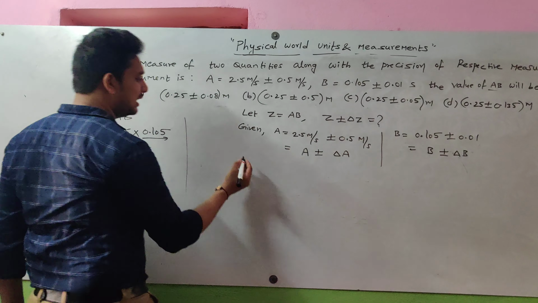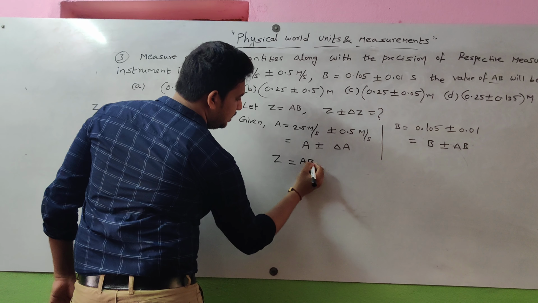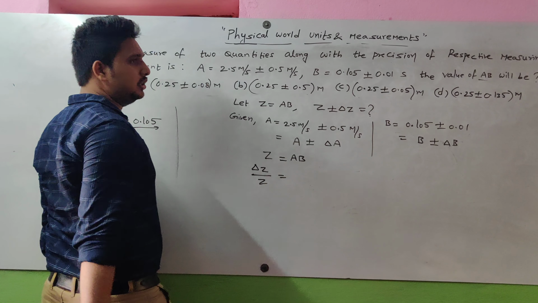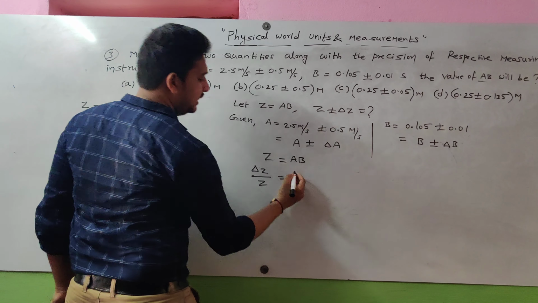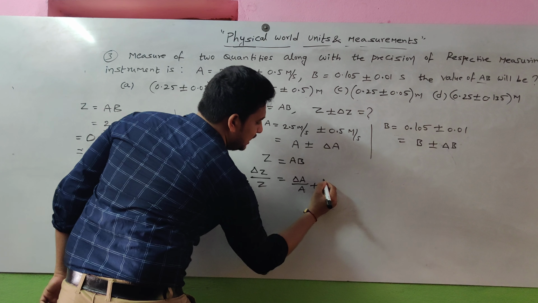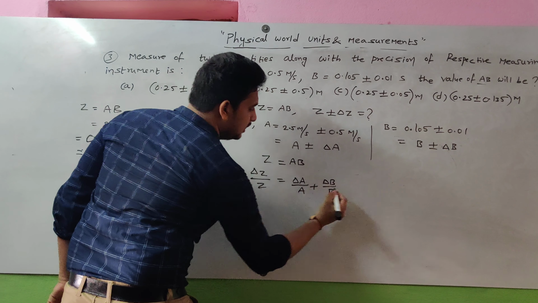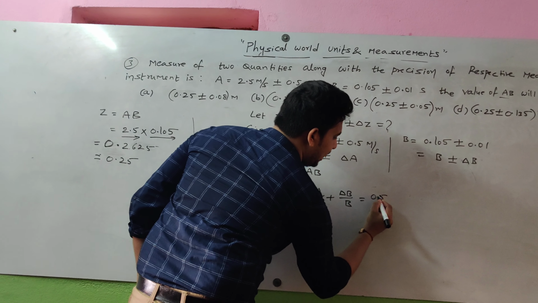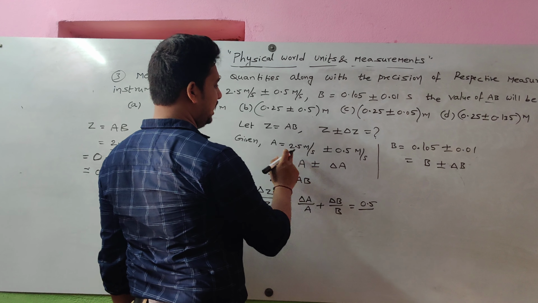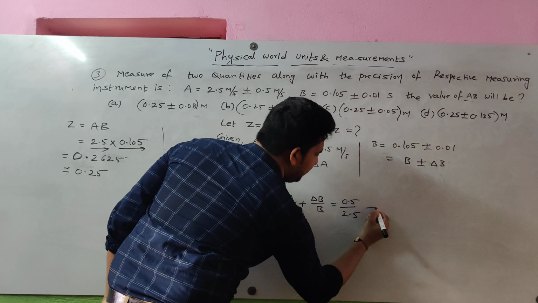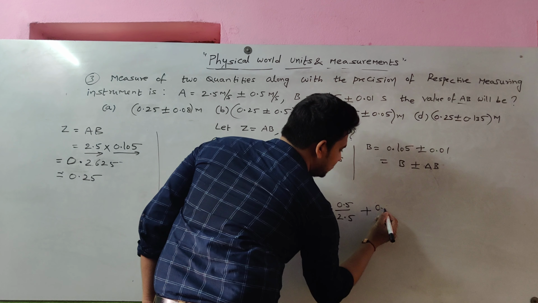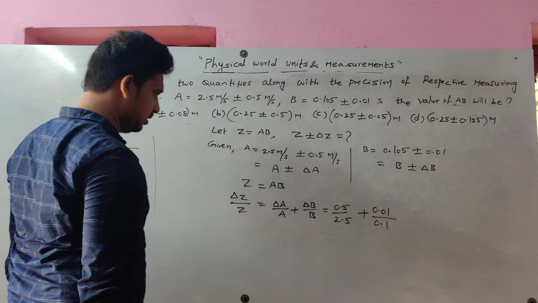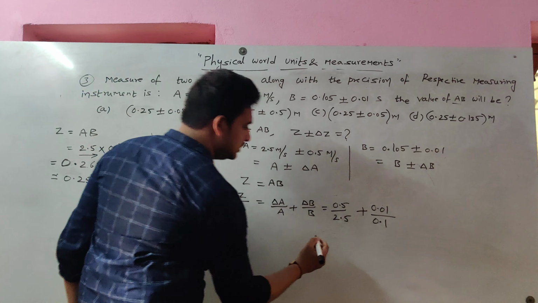How to calculate delta Z here? Z is equal to AB. So that means delta Z by Z is equal to, according to our errors multiplication concept, delta A by A plus delta B by B. Delta A value is 0.5, 0.5 by A value, which is 2.5, plus delta B value 0.01 by B value 0.1.